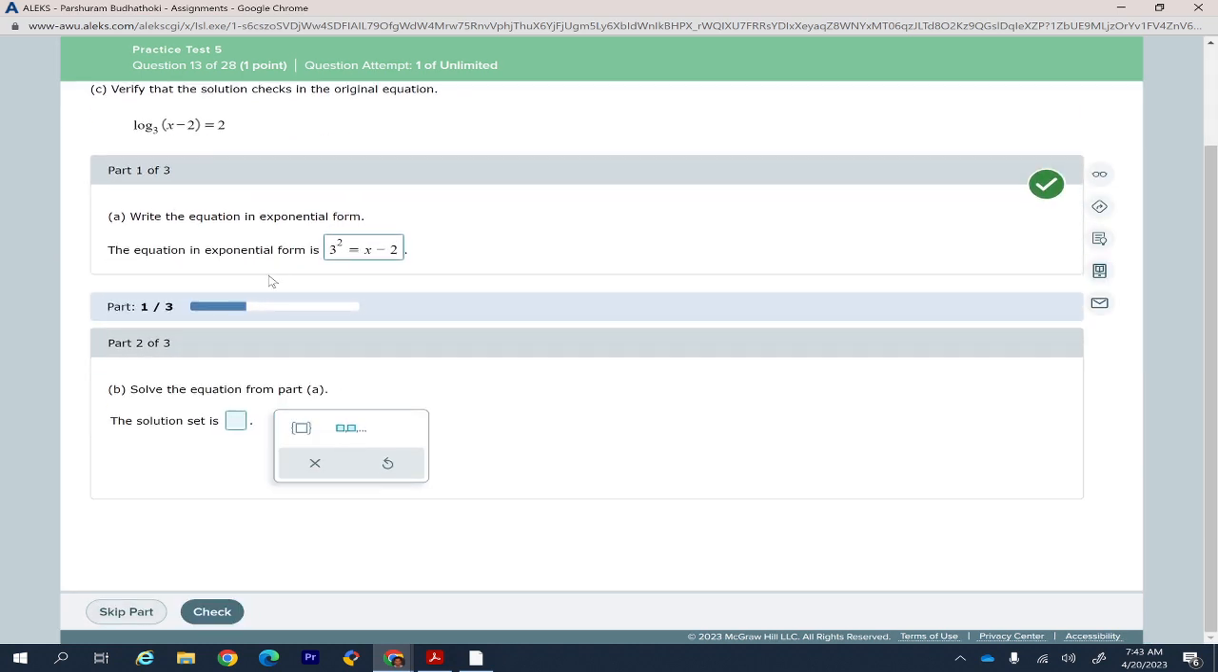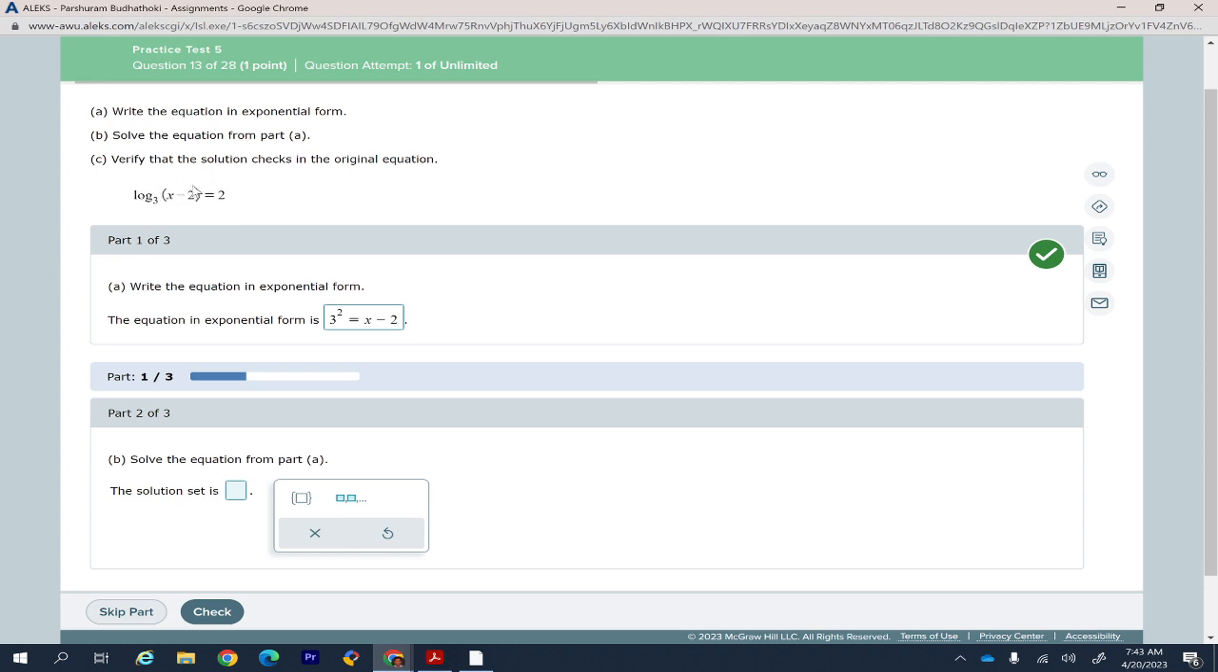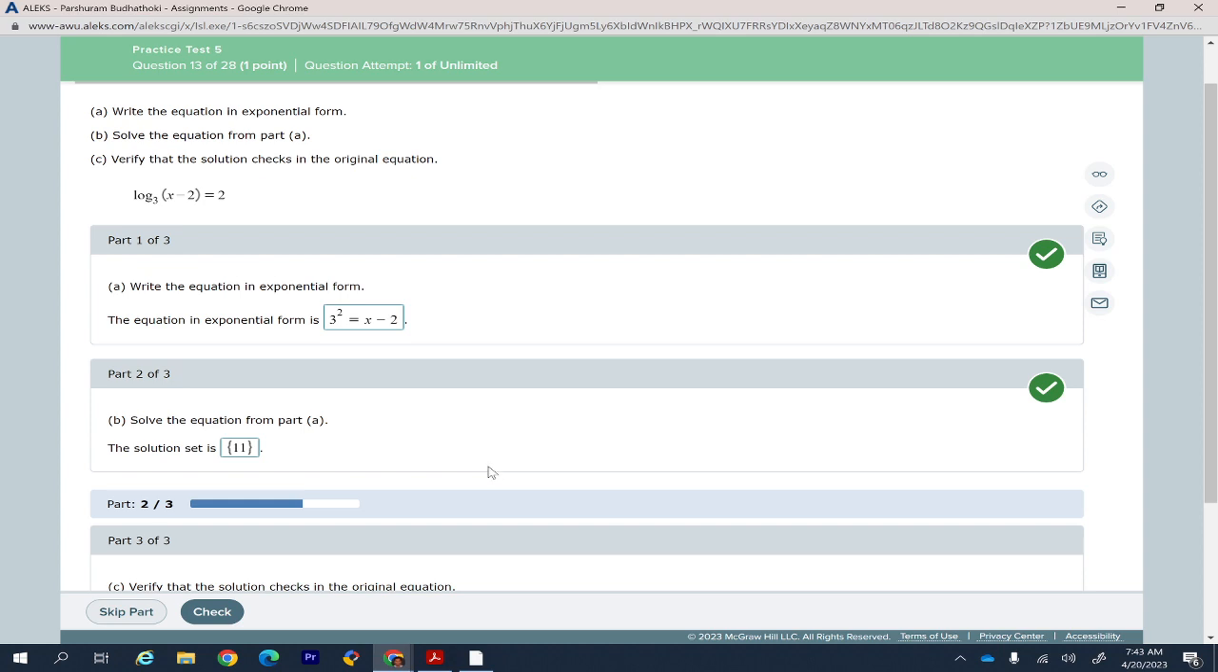Now, to solve this equation, you can go to the exponential equation like this and solve for x. Just add 2 to both sides, so 9 plus 2 is 11. So the answer is 11.